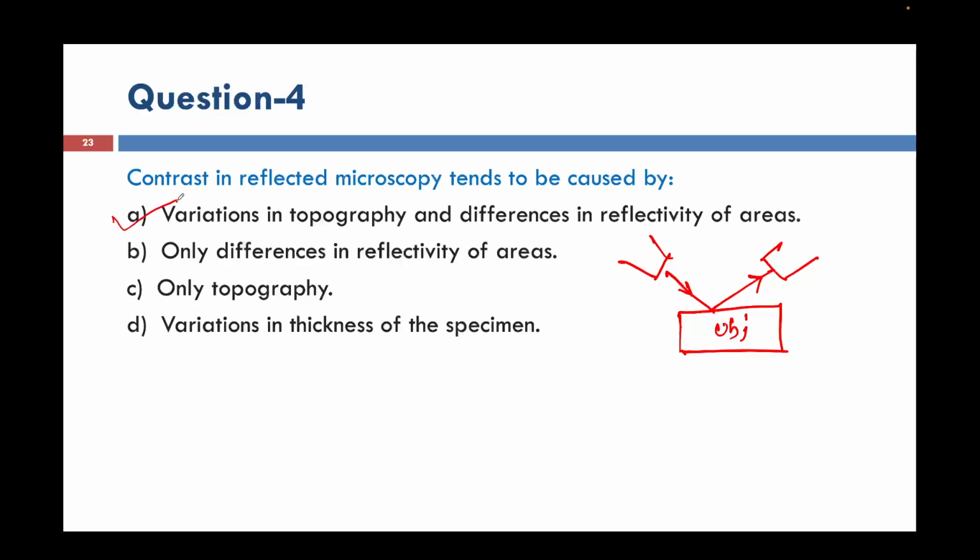Yes, it is the correct answer. Only difference in reflectivities of the areas. No, it is not the correct answer. Difference in reflectivity of area, but only topography, here it is given, so that is not correct. Only topography, here it is also given, that is also not correct. And variation of thickness, thickness has nothing to do if we are going for reflected microscopy. Thickness has something to do when we are talking about the transmission mode. So thickness has nothing to do, so that means A is the correct answer.